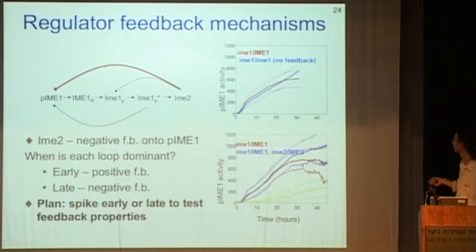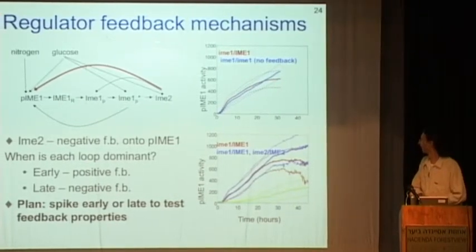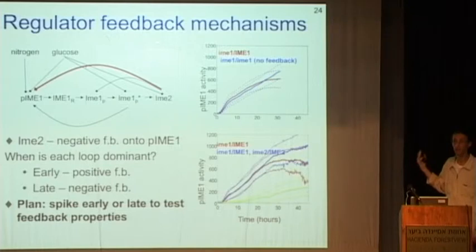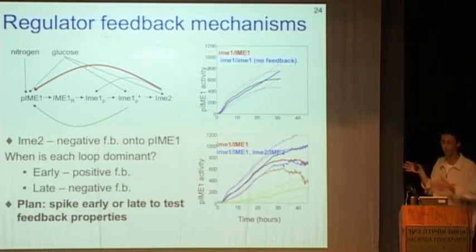For example, when comparing the no feedback case in blue to the yes feedback case in red, we can see that positive feedback happens early on, then the two sort of cancel out, and then at around 20 hours, negative feedback kicks in. Okay? Our idea is to use the microfluidic devices to spike signals in different epochs, the early, late, and middle, and see how the system responds in different regimes of the feedback circuits.